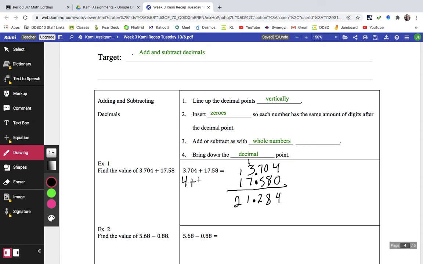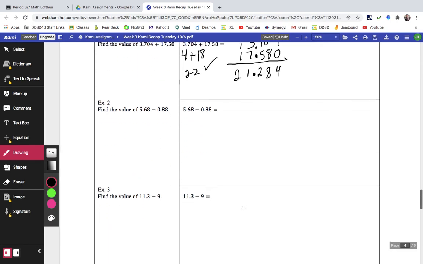Something that was really important in the video was to check your thinking, and that would be this is around 4, this is around 18. If I add those together, I get around 22, and that keeps us from putting the answer of, for example, 212.84 or 2.128. Let's try another one.